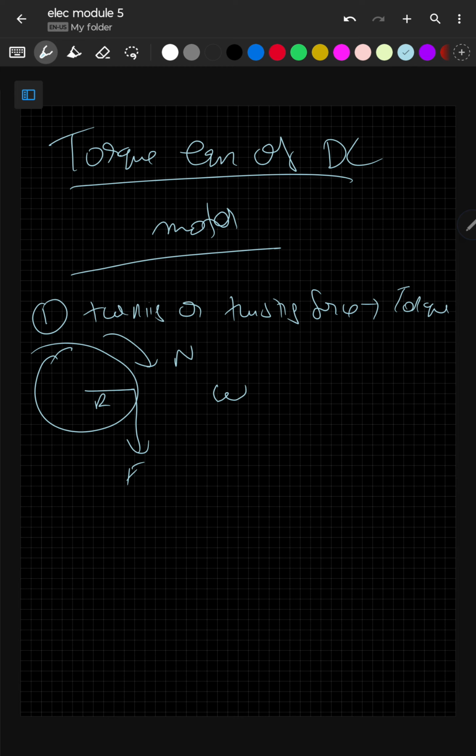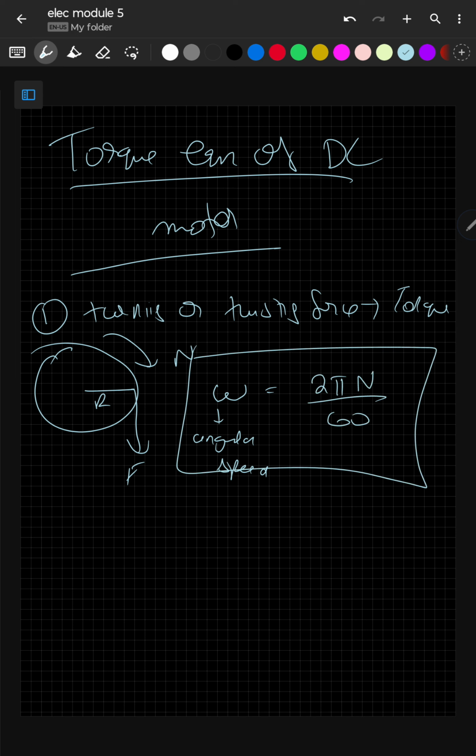Then the angular speed, what is omega? Angular speed omega is given by 2 pi n by 60. Remember this formula, it will come very handy. There are some other formulas which we will use as well, like the E_b formula, which I will tell directly when I am using it. Omega is equal to 2 pi n by 60. This much you have learned, everybody.